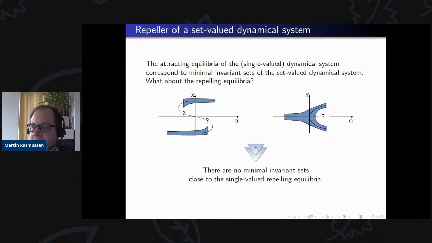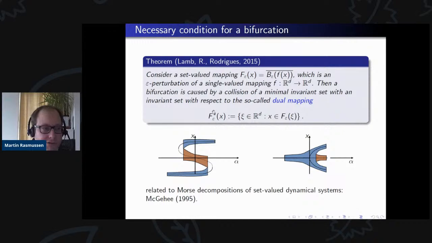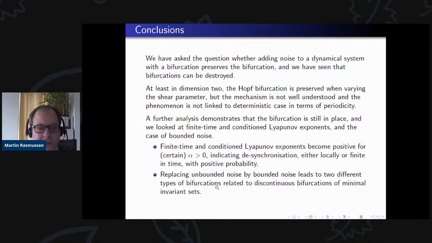But one can look at the so-called dual mapping, which is in some sense the inverse mapping of this set-valued system. So we look at a point x, and we look at all the xi in Rd such that with your set-valued mapping you can hit this x. And one can show that if you have a discontinuous bifurcation, either in the saddle node case, that you have a disappearance, or you have a discontinuous explosion, then this is caused by a collision of these minimal invariant sets, which bifurcates with an invariant set with respect to this dual mapping. And that is related to a Morse decomposition theory for set-valued dynamical systems, which was first established by Richard McGeehy in the 1990s.